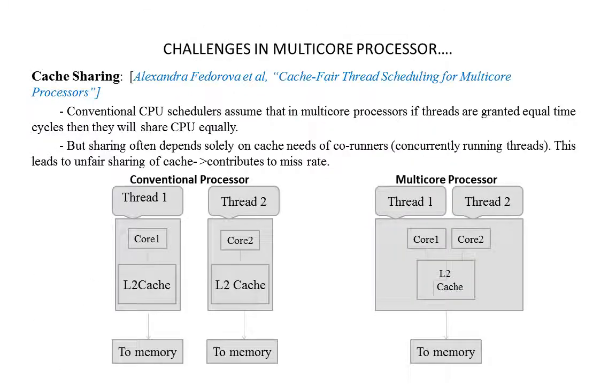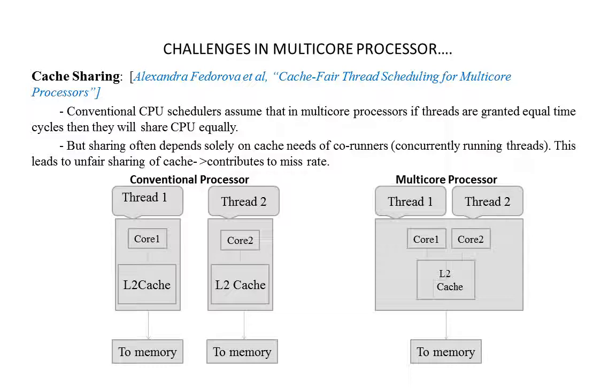Cache sharing. Conventional CPU schedulers assume that the CPU is a single, indivisible resource and that if threads are granted equal time slices, those threads will share the CPU equally. But in a multi-core processor, cache sharing depends solely on the cache needs of the core running threads, and unfair cache sharing often occurs. This will affect its miss rate. From the figure of the multi-core processor, we can see that core 2 unfairly shares the L2 cache. This problem can be solved by implementing scheduling algorithms.